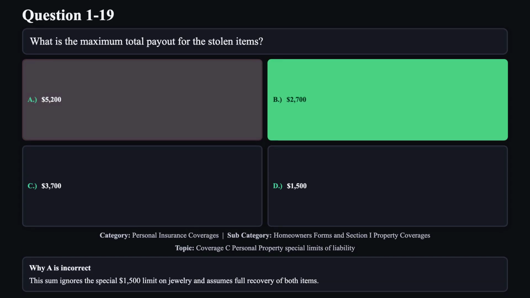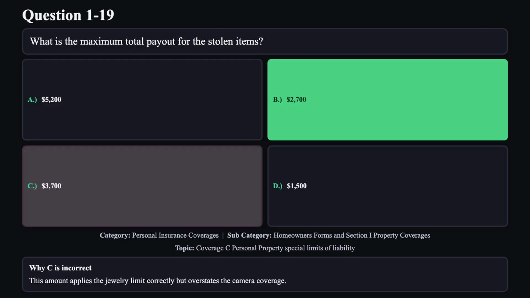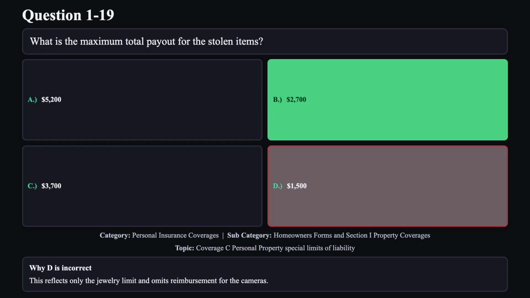Reason A is not correct. This sum ignores the special $1,500 limit on jewelry and assumes full recovery of both items. Reason C is not correct. This amount applies the jewelry limit correctly but overstates the camera coverage. Reason D is not correct. This reflects only the jewelry limit and omits reimbursement for the cameras.